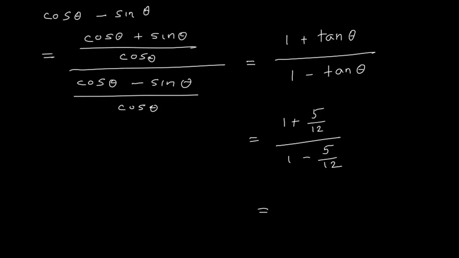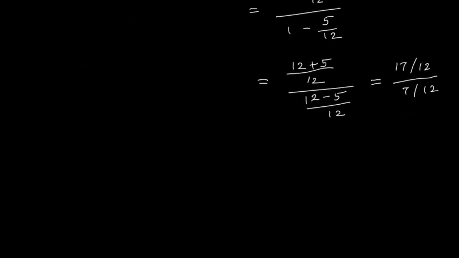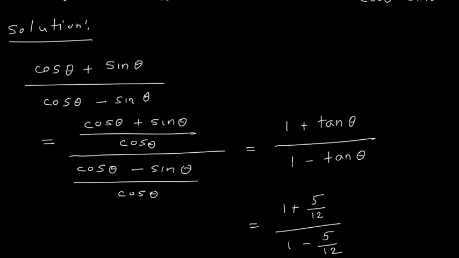This is equal to (12 plus 5) whole divided by 12, whole divided by (12 minus 5) divided by 12. Now 12 plus 5 is 17, so 17 divided by 12, upon 12 minus 5, which is 7. So this is 7 upon 12. Now 17 upon 12 divided by 7 upon 12, so this 12 will cancel, and finally I have 17 divided by 7.